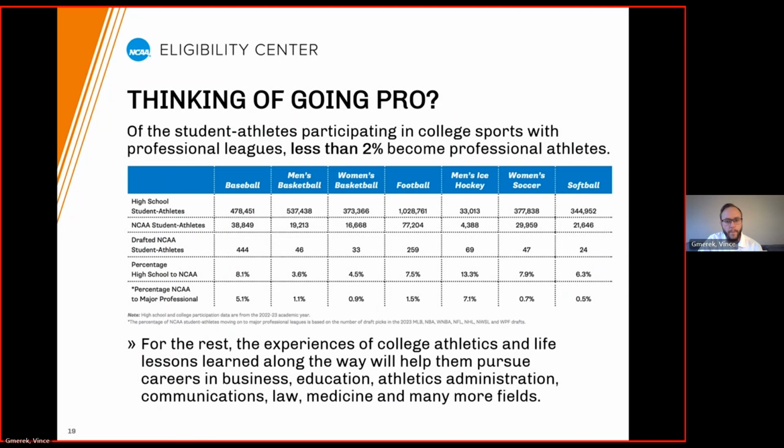However, instead of going pro in your sport, you get to attend college as a student athlete. You get to gain all of the valuable experiences of being an NCAA athlete, while also getting a first-rate education at the institution you'll be attending.